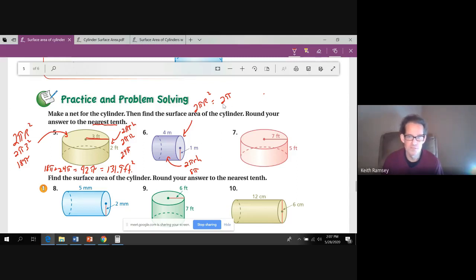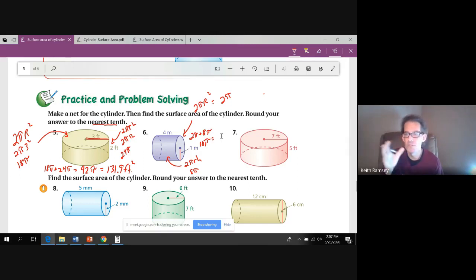Then I would just simplify it by adding these two numbers. So now I have 2 pi plus 8 pi. 2 pi is the area of the bases. 8 pi is the area of that lateral surface, the curved part of the cylinder. So 2 plus 8 is 10 times pi.